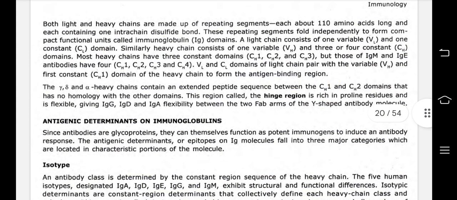Both light and heavy chains are made up of repeating segments, each about 110 amino acids long and each containing one intrachain disulfide bond.